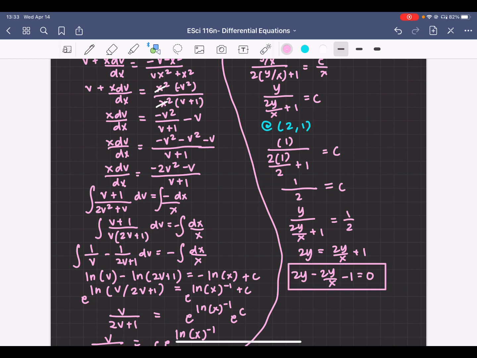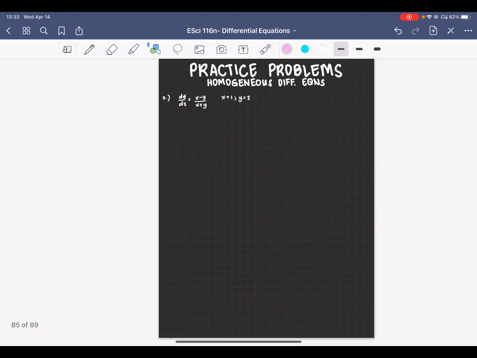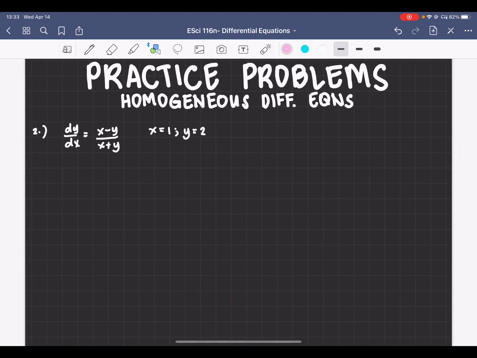So I hope you guys were able to follow that. Next, for our number 2, we have dy over dx is equal to x minus y over x plus y, where we have a parameter x equals 1 and y equals 2.